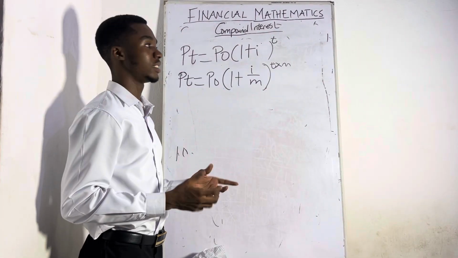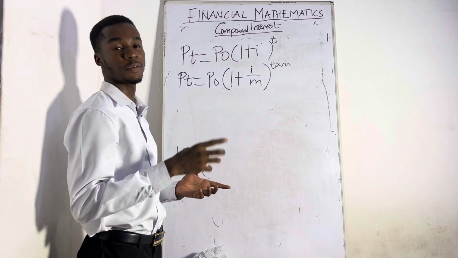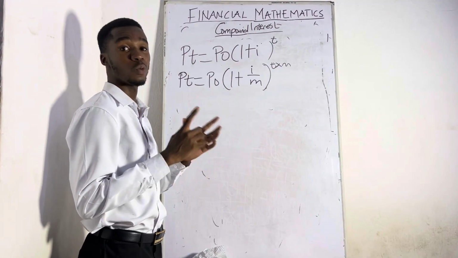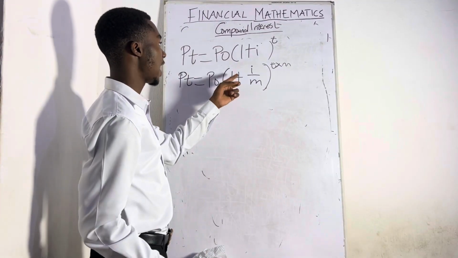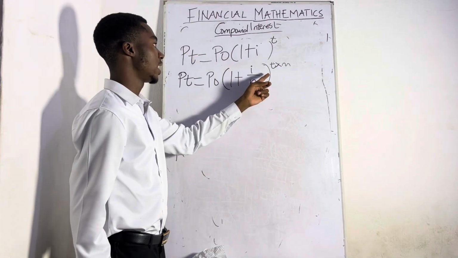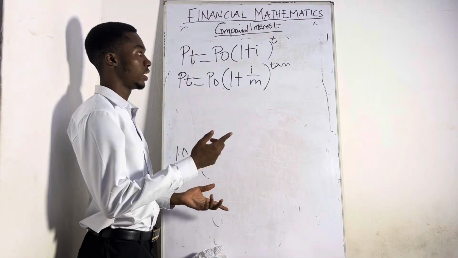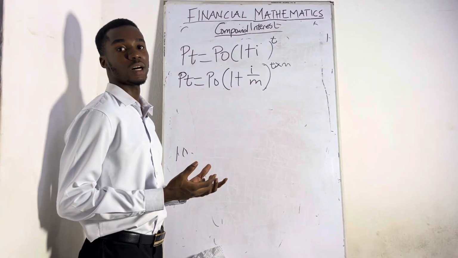Now I'll explain it. The M is how many times you are compounding in a year. You get it? So for the first examples, we are compounding once a year. So it would have been I over 1, and I over 1 is the same as I, which is what is here. And it would have been T times 1, but T times 1 is the same as T. You get it? But you can decide to compound more than once in a year.